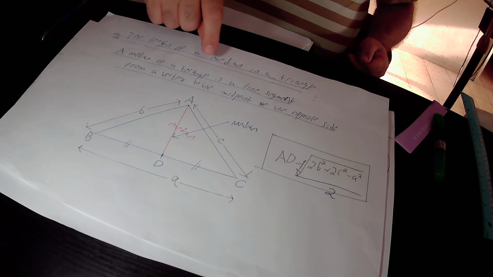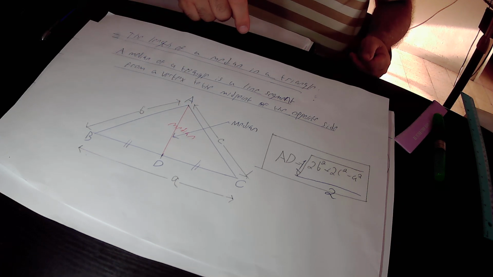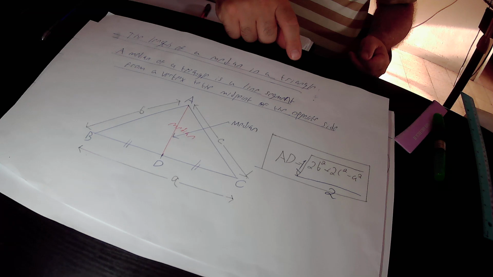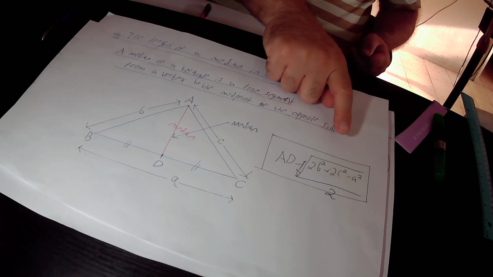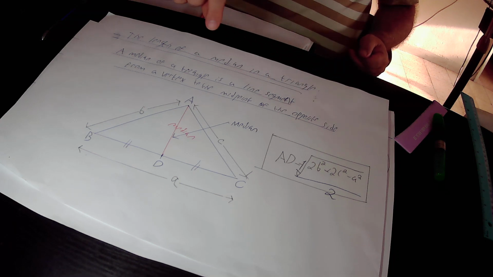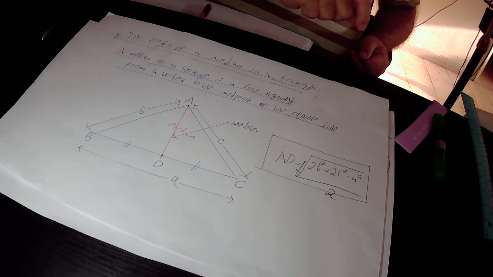But what is the length of the median AD? The length of the median AD is equal to the square root of 2b squared plus 2c squared minus a squared, over 2. Again, the length of the median AD is equal to the square root of 2b squared plus 2c squared minus a squared, over 2.